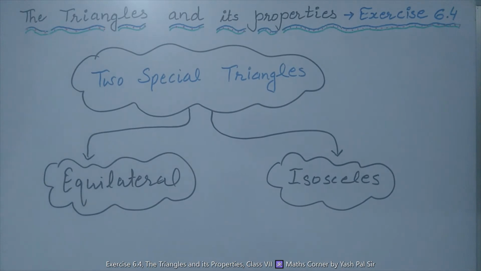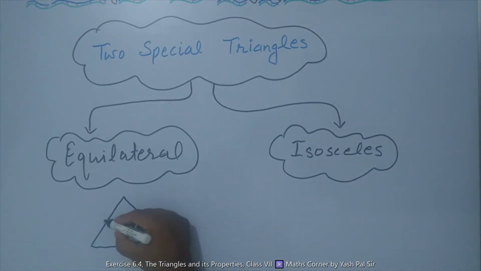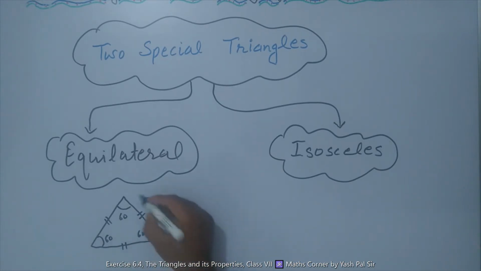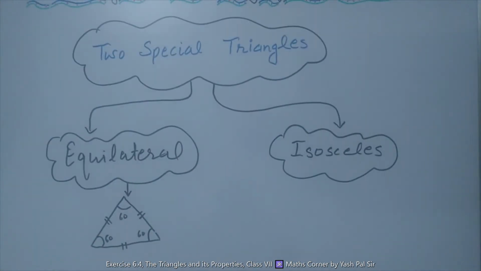In equilateral triangle, we have the triangle with all sides equal. This side is equal to this side and equal to third side. Moreover, each angle is also equal to 60 degree, right? So this is called equilateral triangle.